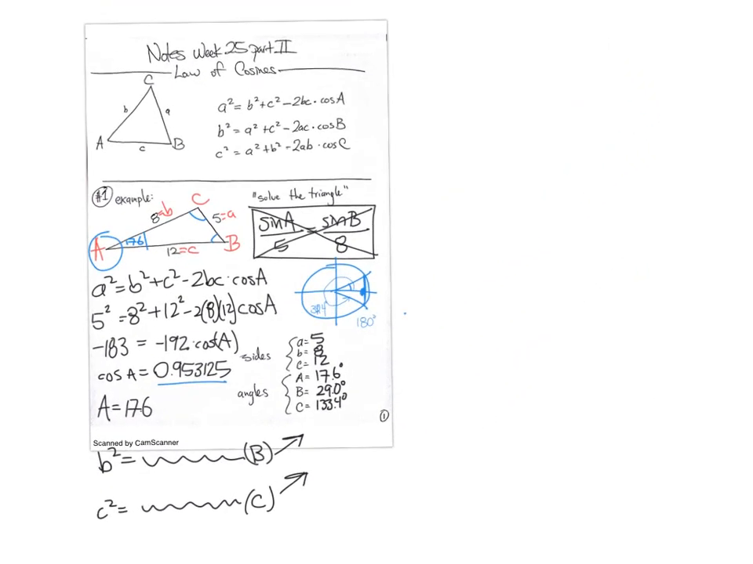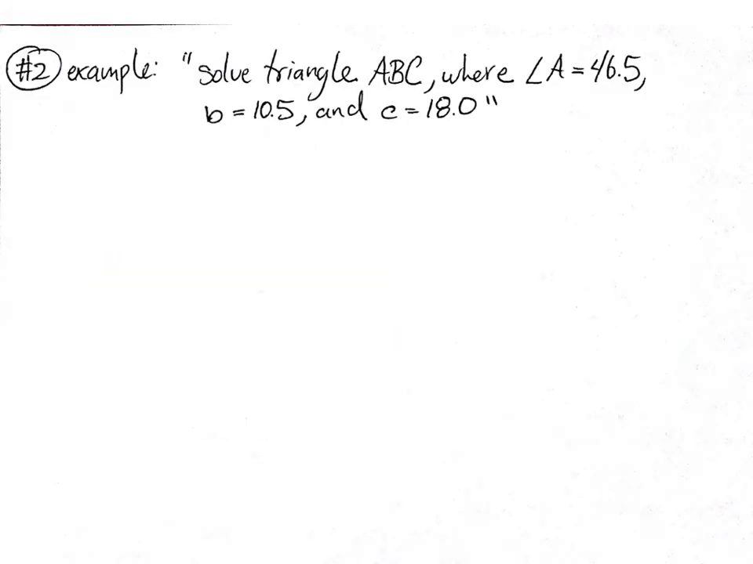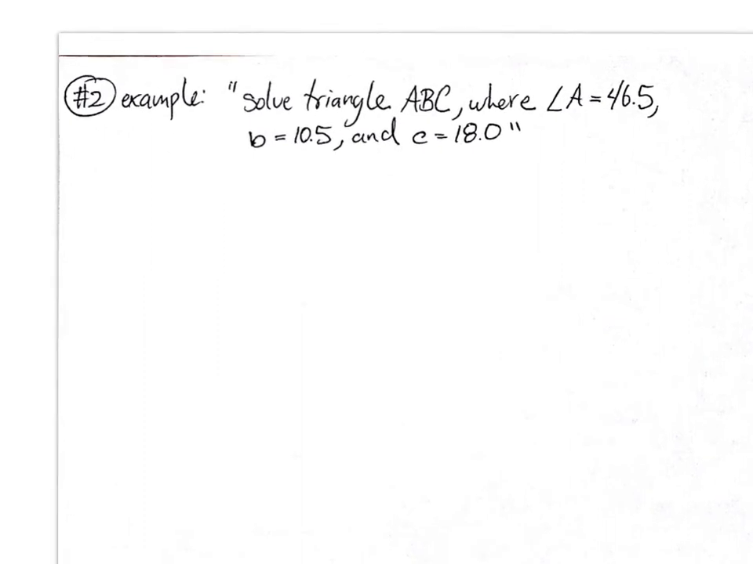So let's take a look at another example on the next page. This example says, and I quote, "Solve triangle ABC." To me, this sounds vague, but what they mean by solve the triangle is find all the angles and sides. So we need 6 pieces of information. Solve triangle ABC where angle A equals 46.5 degrees, b is 10.5, and little c is 18.